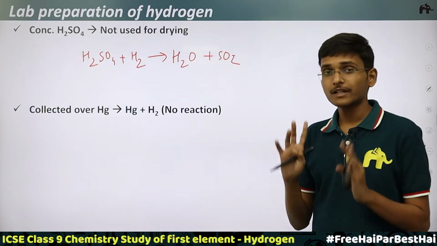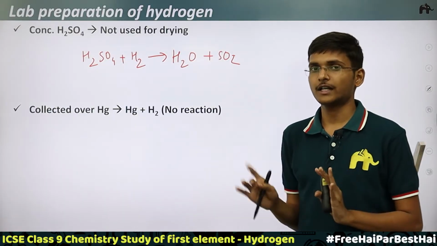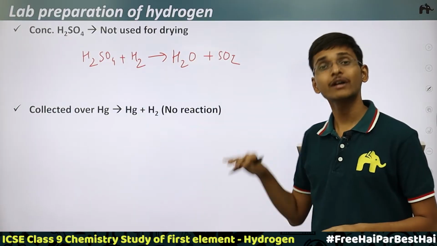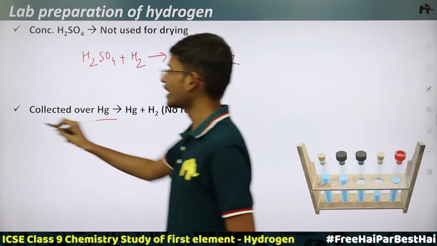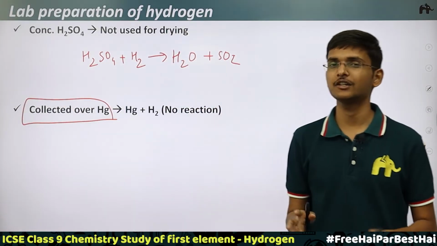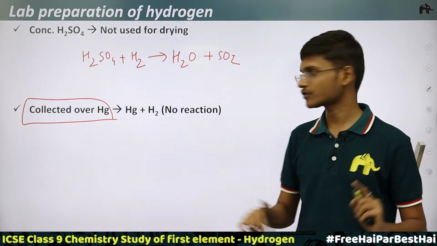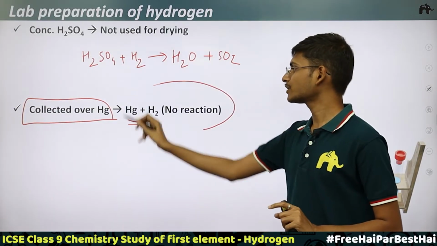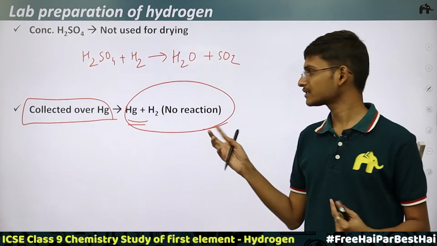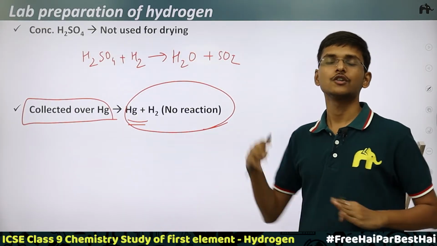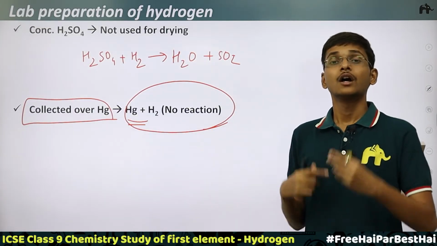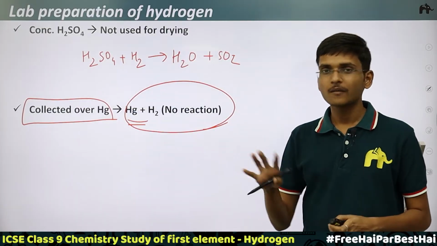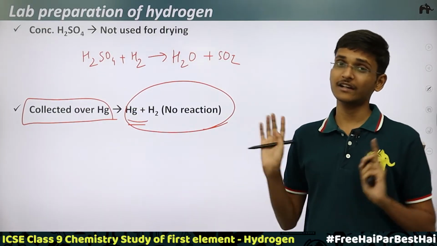But whatever pure hydrogen gas we have got now, we collect it over mercury. Now why mercury? Because mercury doesn't react with hydrogen. So that's safe for us to collect the hydrogen. So we collect hydrogen over the mercury. So finally we have collected hydrogen.